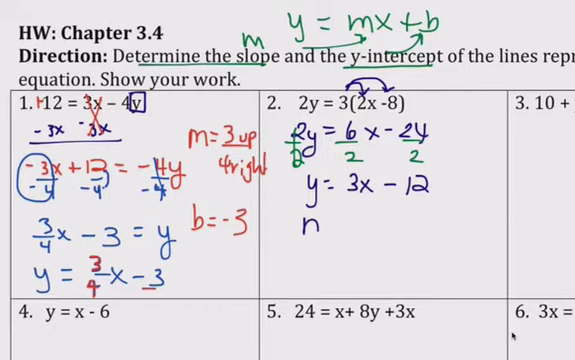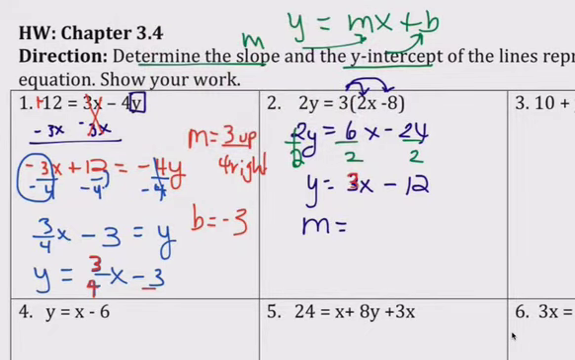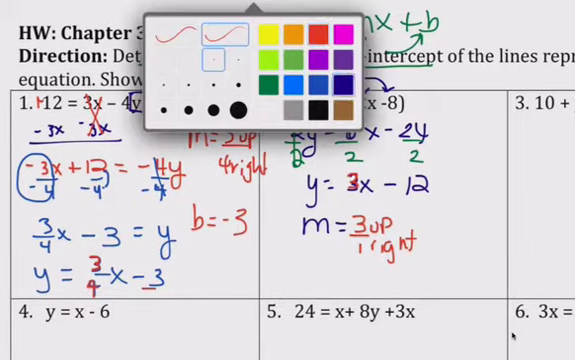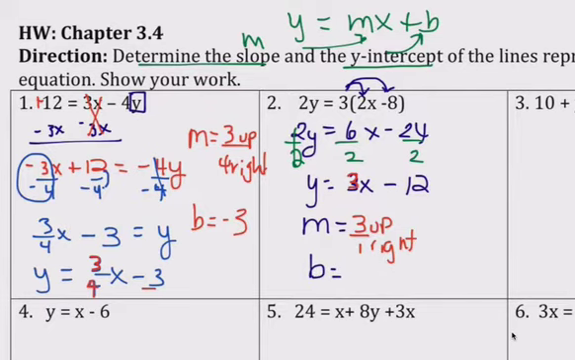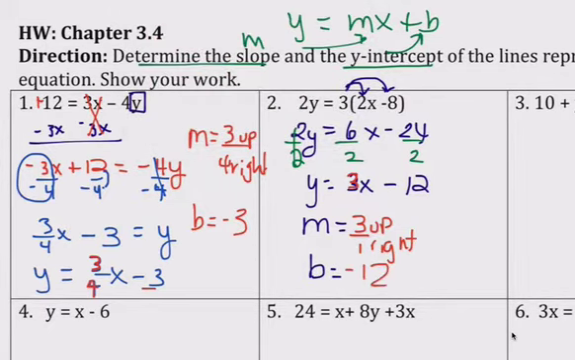So my slope is, remember, the coefficient next to x, right there. 3, and it's over 1 because you go up 3, right 1. Okay. Your y-intercept is the letter b. B in this case is that negative 12 right here, or the minus 12.